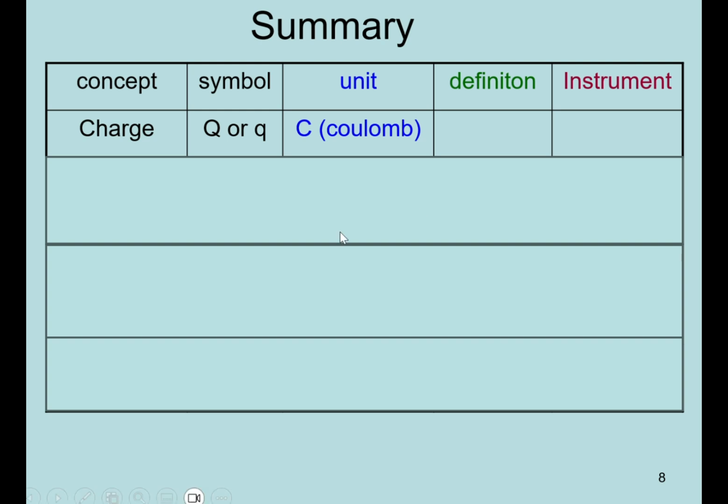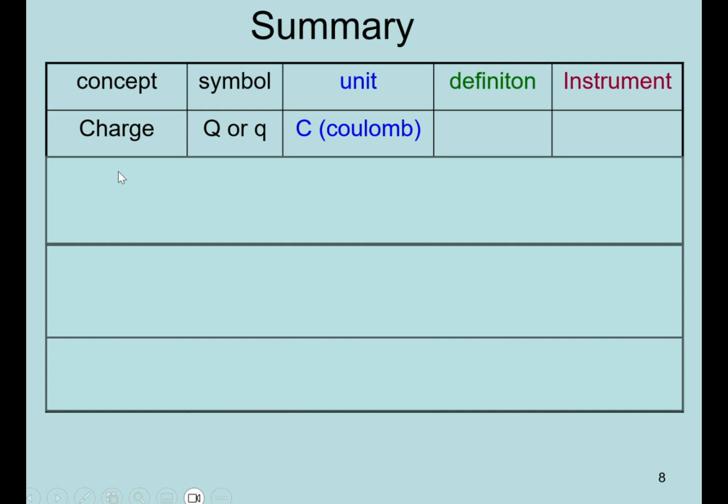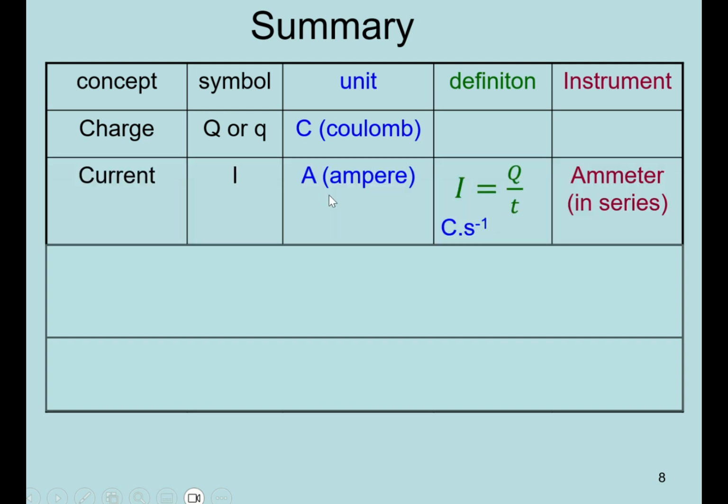To summarize these four concepts: charge, we give a symbol Q and it's measured in coulombs, but in grade 9 we don't use that very much. Current, we use a symbol I, measured in amps, and the definition is the rate of flow of charge. So you could think of a coulomb per second as being equivalent to an ampere, and it's measured by an ammeter in series. The definition is the rate of flow of charge, which this formula shows.